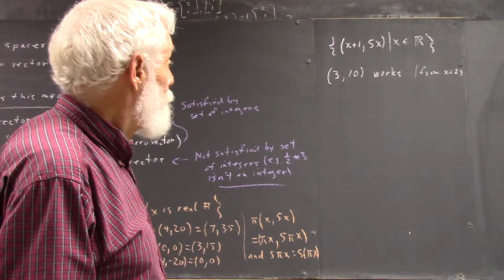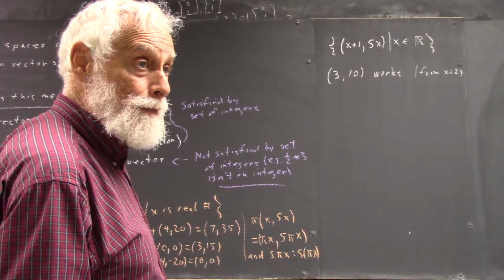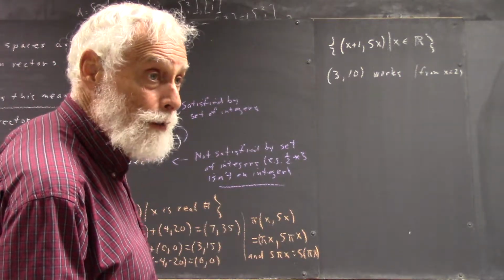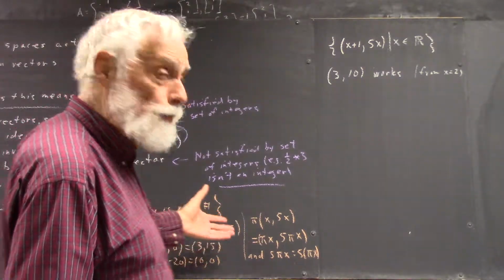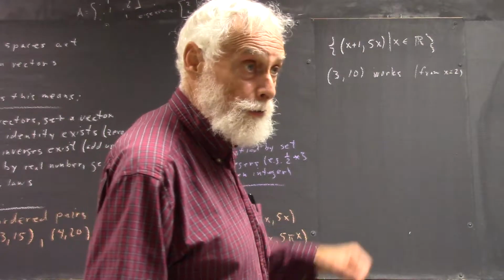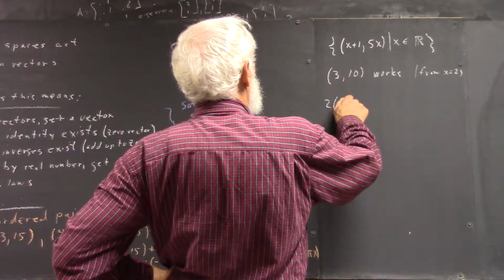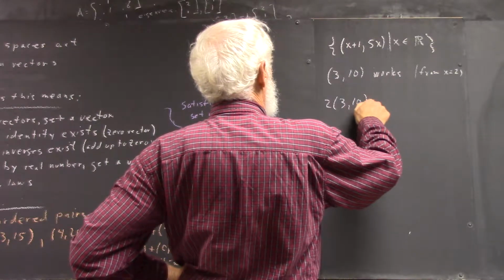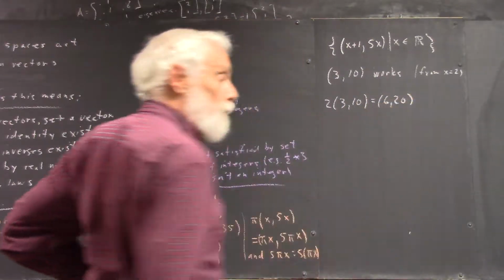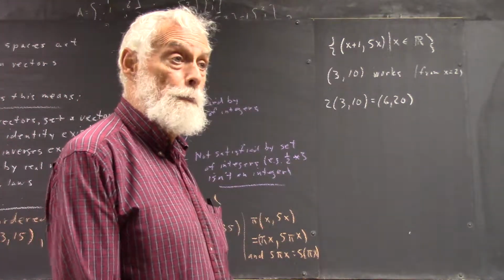Mm-hmm. Now, what do you want to multiply 310 by? Let's just pick an integer. You wanted to multiply by 2 a while ago. Well, you want to pick something more general, but multiplying by 2 will show what we need to show here, okay? Well, that's 620, right? Right. Is that of the form x plus 1, 5x? No.